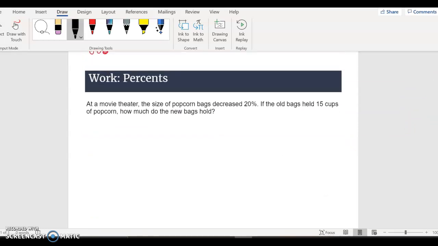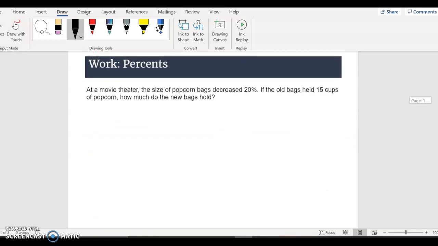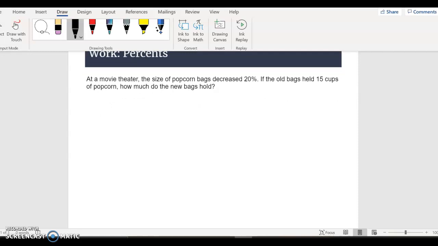The next question says a movie theater, the size of popcorn bags decreased by 20%. If the old bags held 15 cups of popcorn, how much do the new bags hold? So again, we know we're dealing with a percentage, so we can go ahead and set up a proportion. We have a percent, it is 20, so 20 will go over 100. And then we know currently the bags hold 15 cups of popcorn, so that's our total.